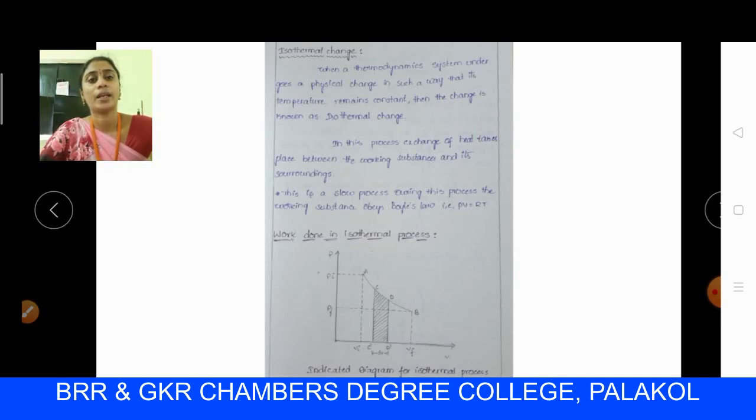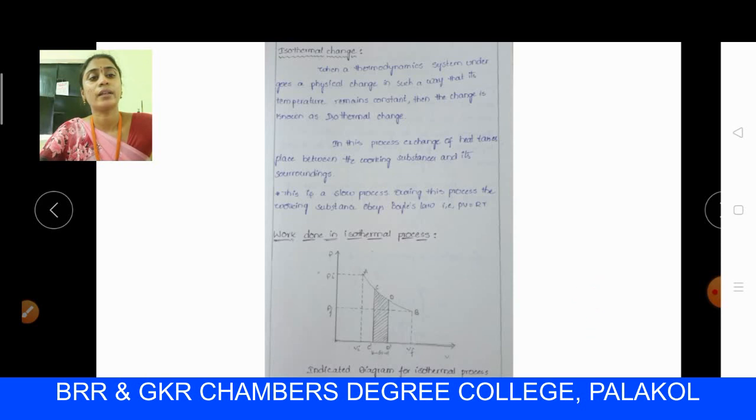It means in a thermodynamical process the temperature remains constant during the process, then the process is simply said to be isothermal change. In this process, exchange of heat takes place between the working substance and its surroundings. This is a slow process. This isothermal change takes place very slowly, hence it is said to be a slow process. Here, Boyle's law holds good. So, PV equal to RT, for 1 mole of ideal gas. Boyle's law holds good in isothermal change.